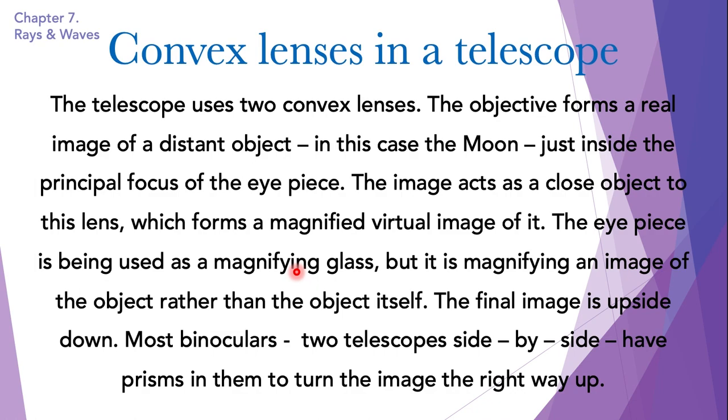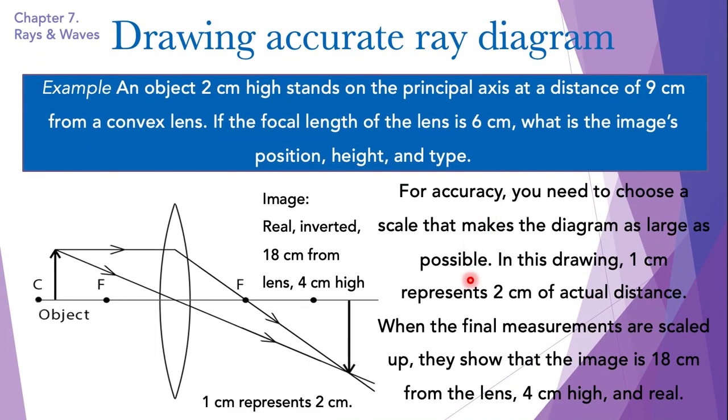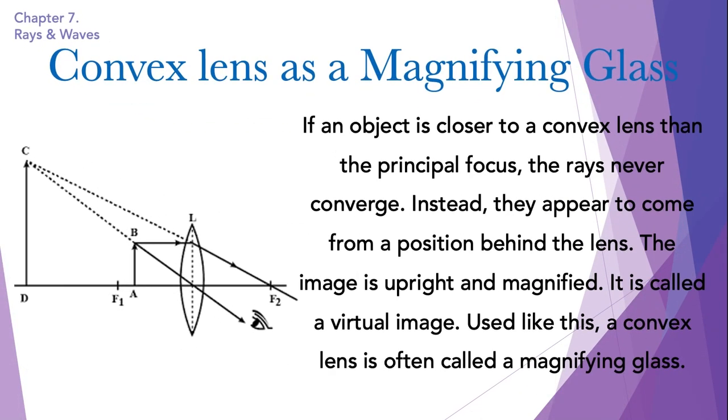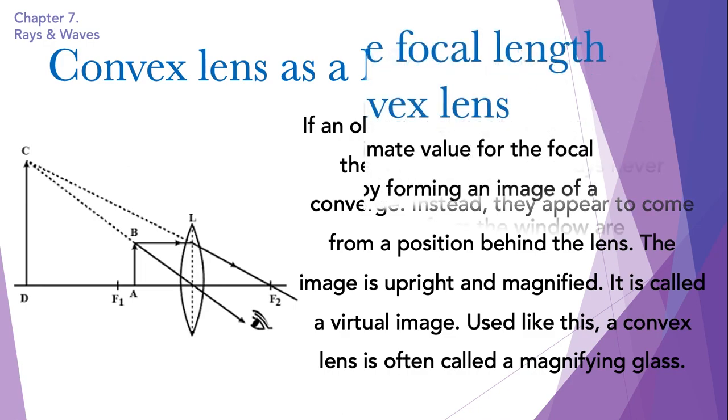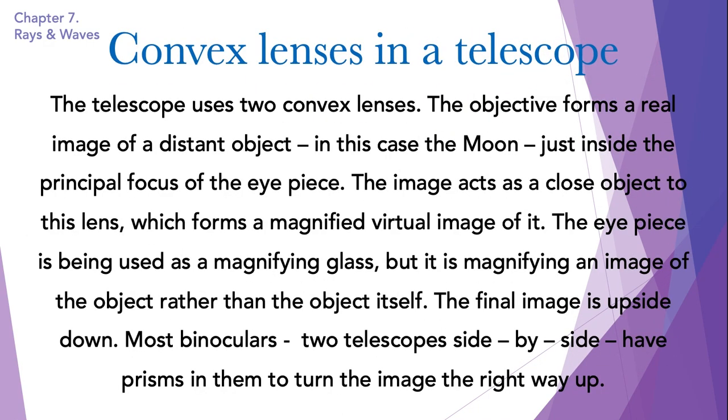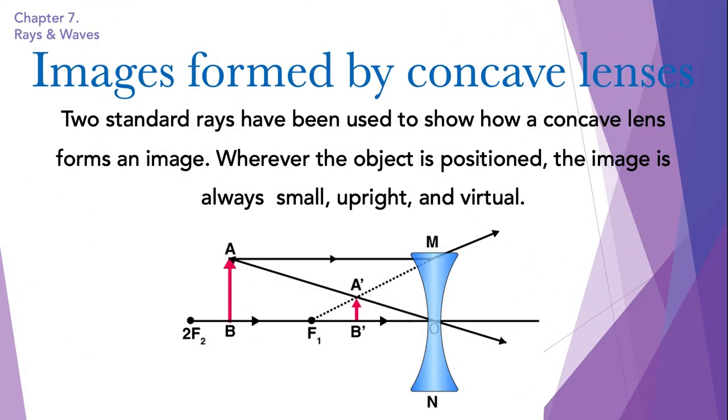Okay, so we have understood the convex lens pretty well now. We've also learned how we can draw an accurate ray diagram of a convex lens, how the convex lens is used as a magnifying glass, and how we estimate the focal length of a convex lens. So we're going to move ahead now to looking at images formed by a concave lens.